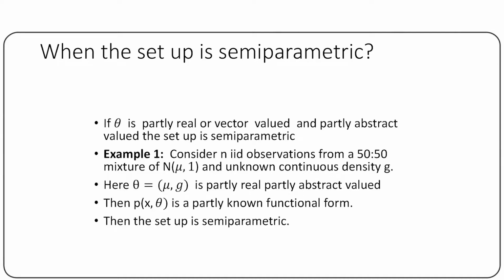Let us consider an example. Suppose xi are IID observations from a mixture density, that is 50-50 mixture of normal and an unknown density. So Px theta, the joint density function, is partly known and partly unknown. Here theta, the unknown quantity, contains mu and g. Therefore theta is partly abstract valued and partly real valued.